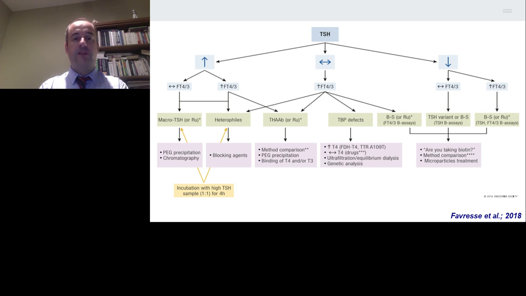These algorithms summarize the different impacts of interferences on thyroid function tests. There is also a way to prevent them, and we have efficient methods to do that in our laboratory: the dilution, the comparison with other methods, polyethylene glycol, blocking tubes. So we have an arsenal of tests to check for interferences.